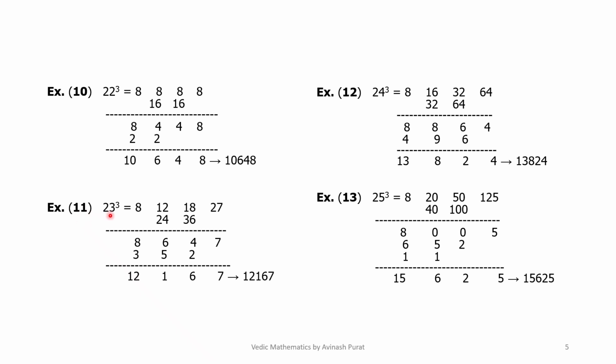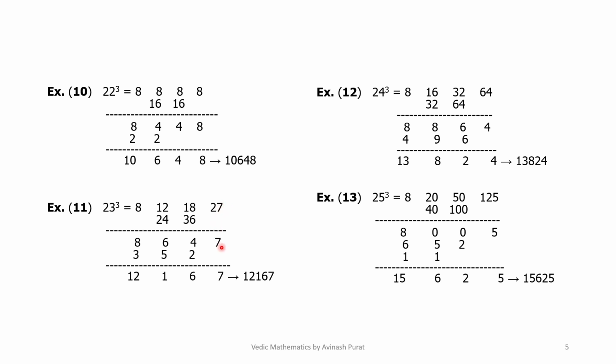Example 11, 23 cube. So the cube of 2 is 8, and 23 is 2 to 3, that is 1.5 times the initial figures, the previous figures. So 8 into 1.5 is 12, 12 into 1.5 is 18, and 18 into 1.5 is 27. Now 12 multiplied by 2 is 24, 18 multiplied by 2 is 36. Now we take down the totals.